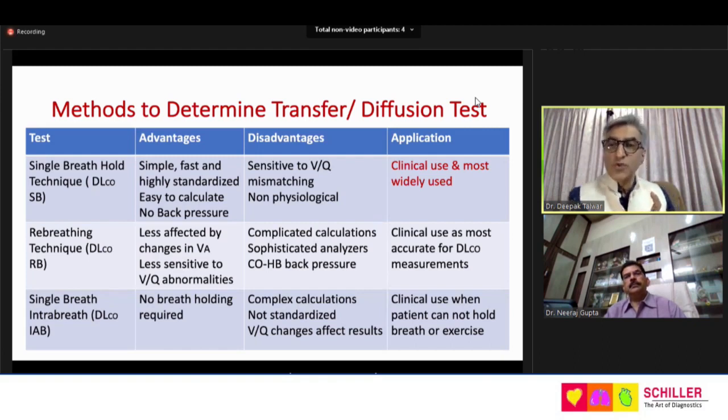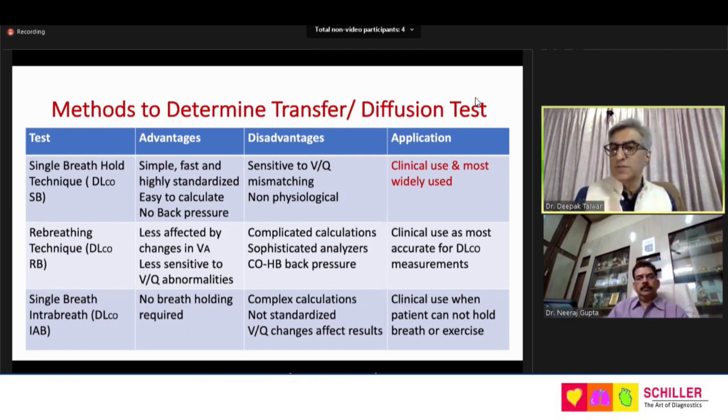So in patients who have poor VQ mismatching, it is not a sensitive test and it may not give you an accurate value. And very importantly, because it requires a single breath hold, it's not a physiological test. Suppose I'm doing an exercise test and I want to see what happens to my diffusion capacity, I won't be able to do that because it requires a single breath hold test.